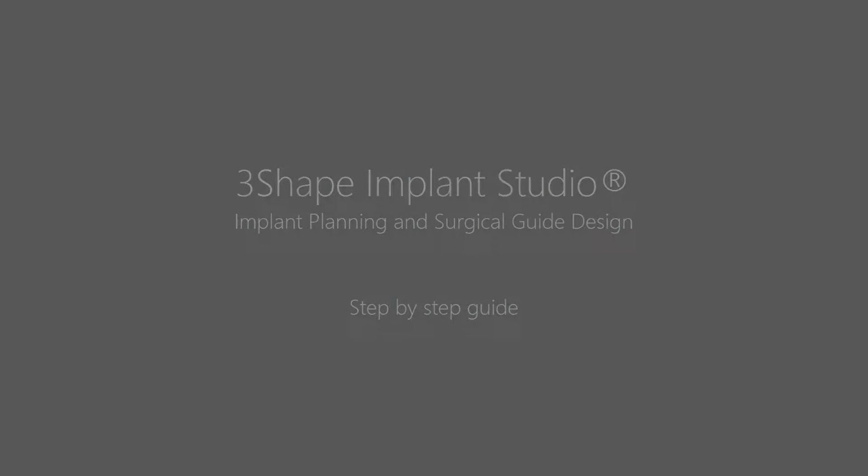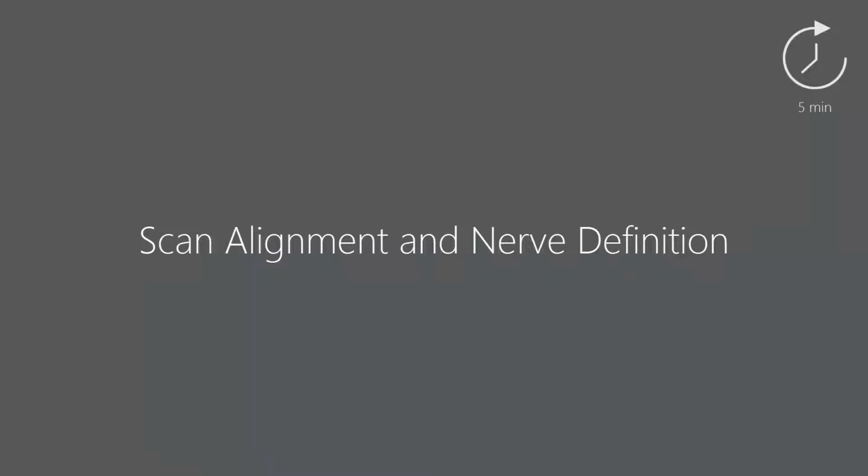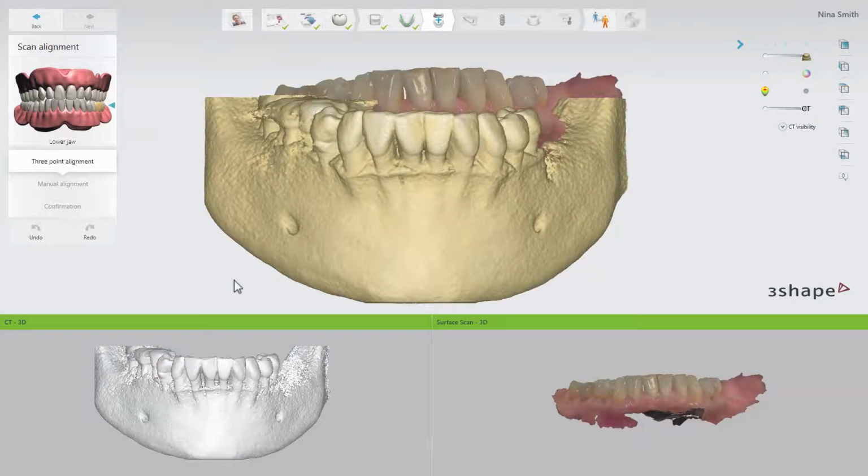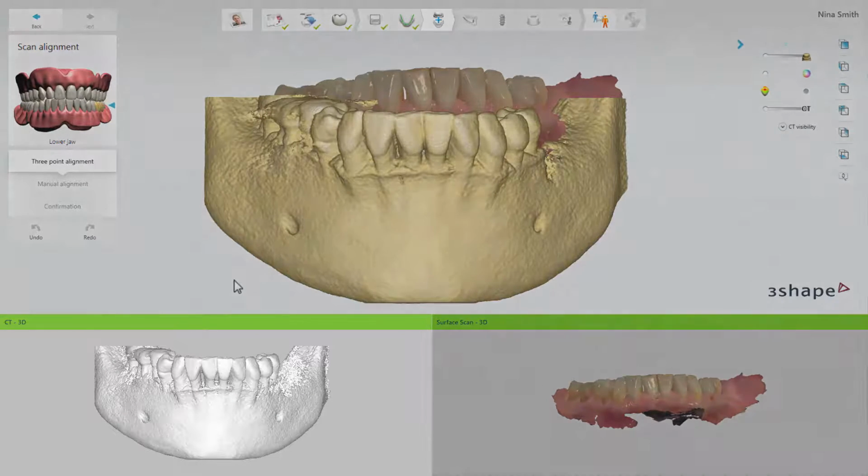In this video, you will learn how to align a CT scan with a surface scan and how to define the position of the mandibular nerve. In the scan alignment step, we will align the CT scan with the surface scan. The scans are shown in three views.